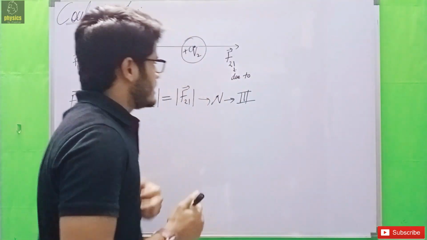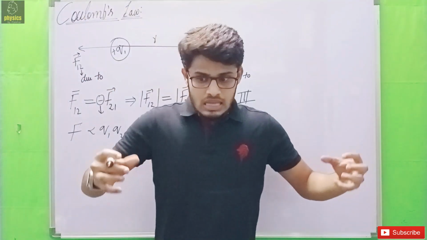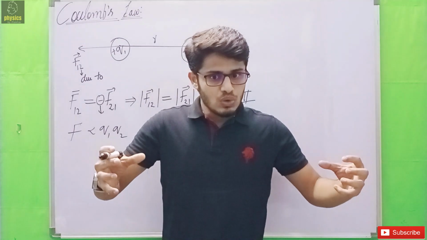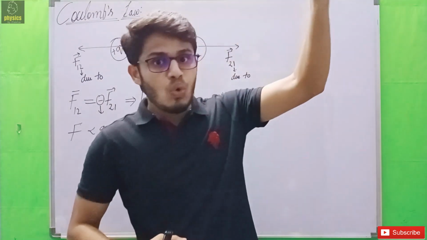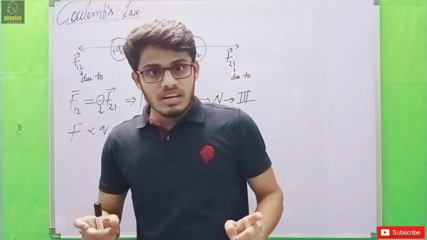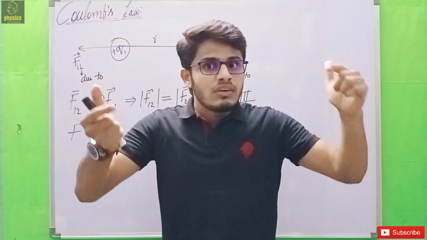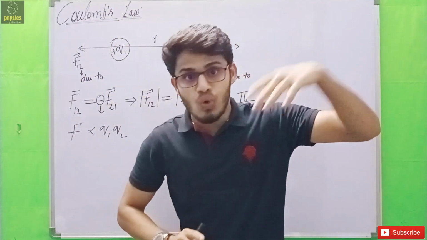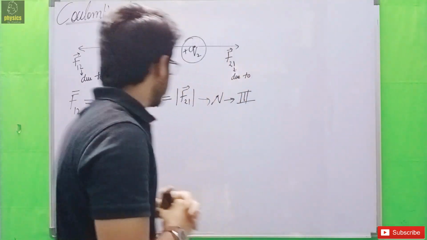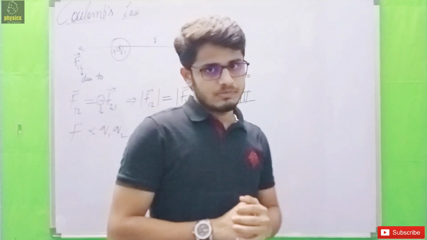Are you getting my point? Same as the gravitational force. If the masses are huge, the gravitational force of attraction between them will be more. So here the charges are responsible for this electric force. If the charges are more, the force of attraction or repulsion between them is going to be more. Are you getting my point? So that's how F is directly proportional to Q1 and Q2.